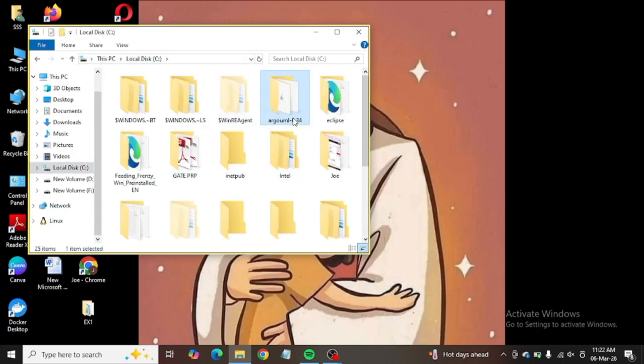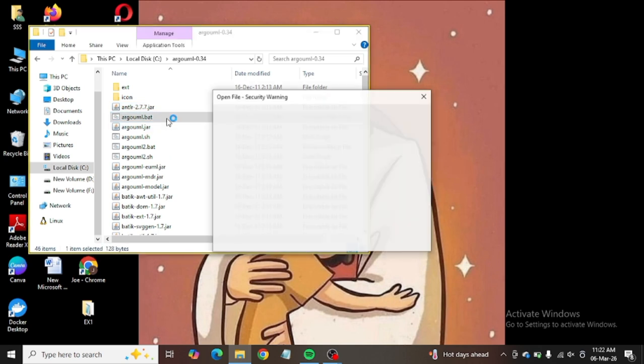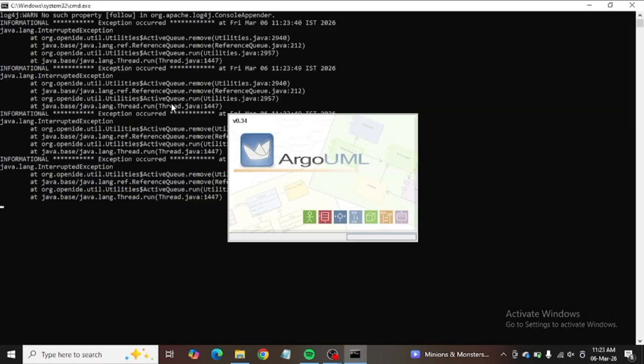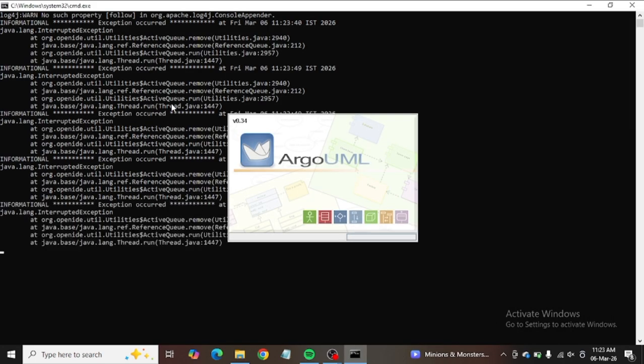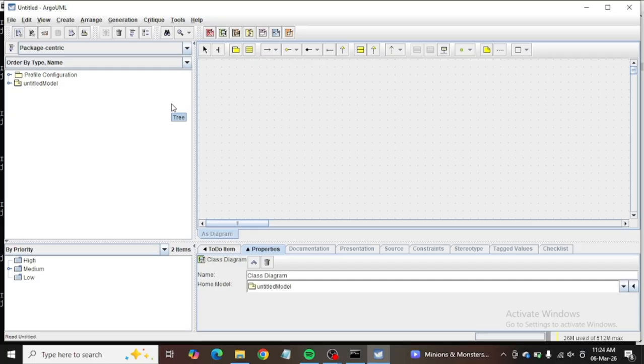Hello everyone. So in this experiment I have designed UML diagrams for a foreign trading system using the software Argo UML. UML stands for Unified Modeling Language and it is used to visually represent the structure and the behavior of the system. Let me open it first. You can see the screen.